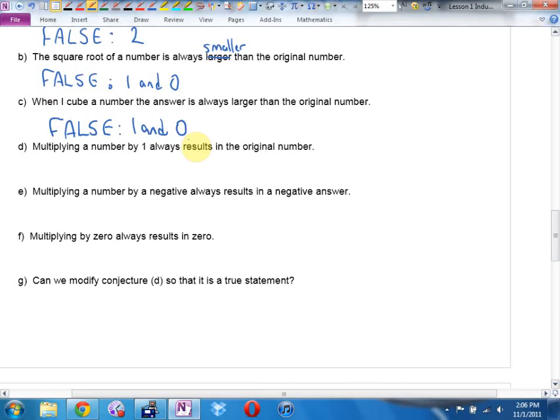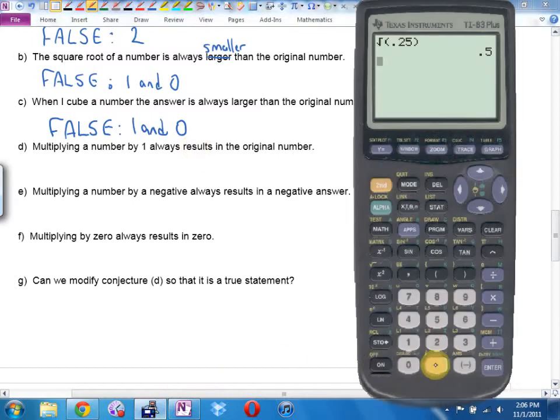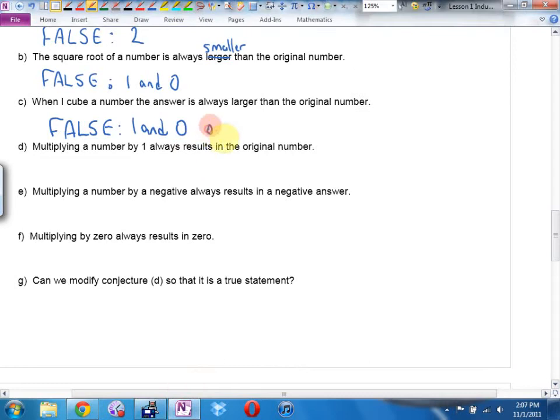When you cube a decimal, do you get an answer that's bigger? Smaller. So if I go 0.2 to the third power, I get 0.008, which is smaller. So you know what? False. I'm going to say 1 and 0, or numbers between 0 and 1. Decimals.